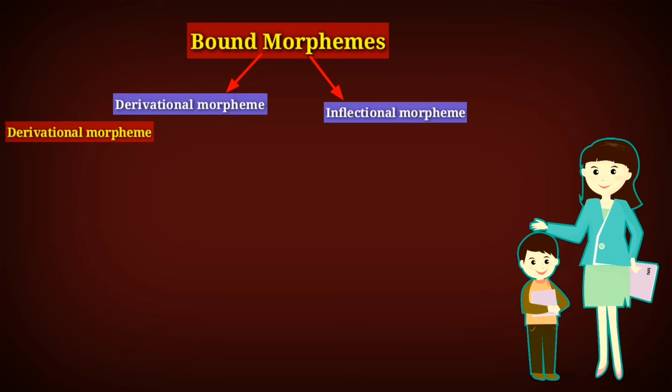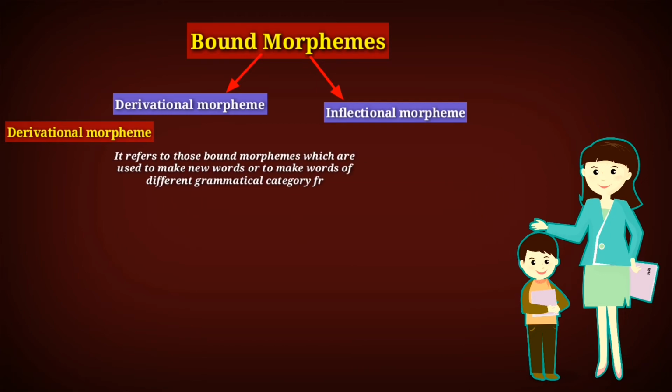So what are derivational morphemes? Let me define it for you. It refers to those bound morphemes which are used to make new words or to make words of a different grammatical category from the stem. What does it mean by this complicated definition? Don't worry, let me make it easier for you. Simply, it means that derivational morphemes are those morphemes by the help of which we make new words or make a different grammatical category.